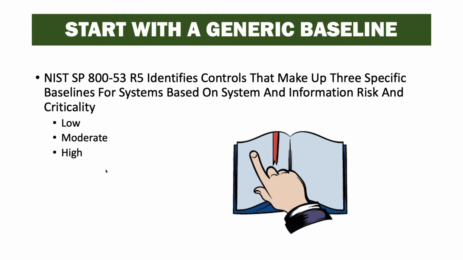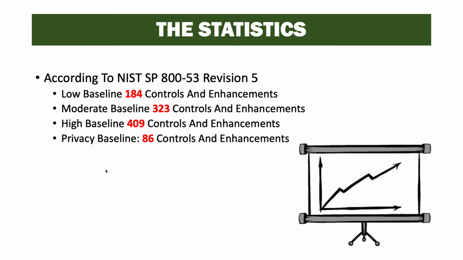So think about this. We're talking about low, moderate, and high as they're defined by NIST and as they're defined in NIST Special Publication 800-53, Revision 5, which defines the controls, and NIST Special Publication 800-53B, which defines baselines. So if we think about NIST Special Publication 800-53B, the low baseline contains 184 controls and enhancements. The moderate baseline contains 323 controls and enhancements, and the high baseline contains 409 controls and enhancements.